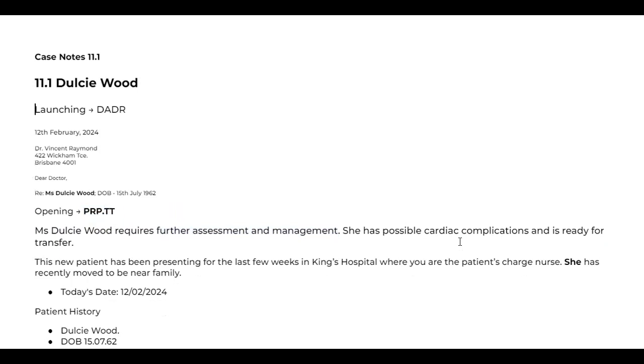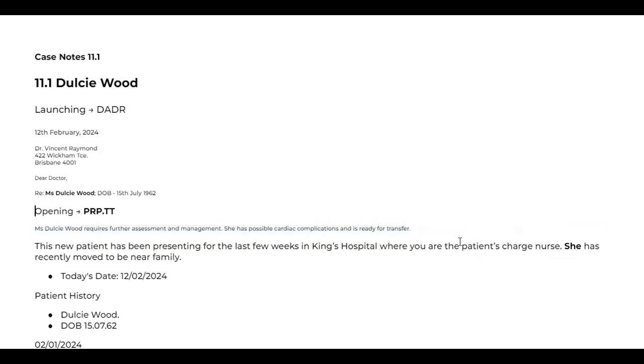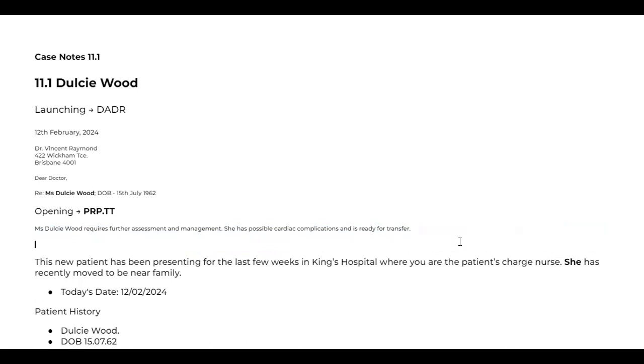So the launching part is done. This is the opening part and the launching part. Both of them are done. Now it is time for us to go to the next part of this letter. This new patient has been presenting for the last few weeks. Now it is time for us to go to the next part, that is the narration part of this letter.